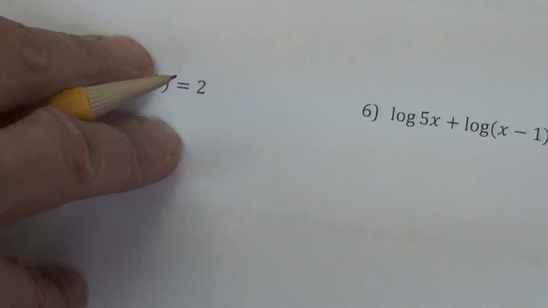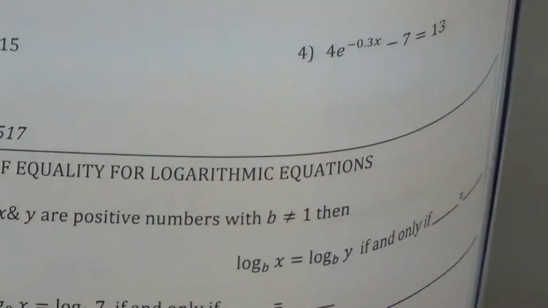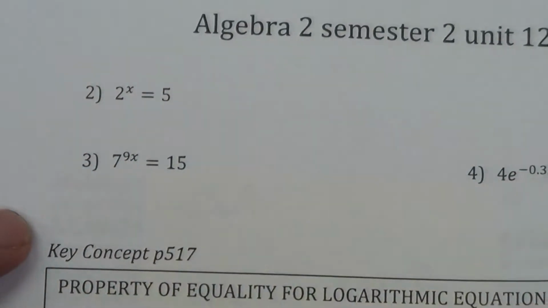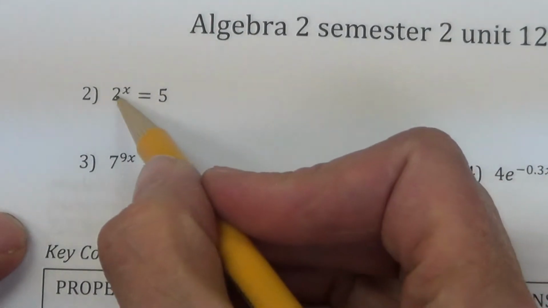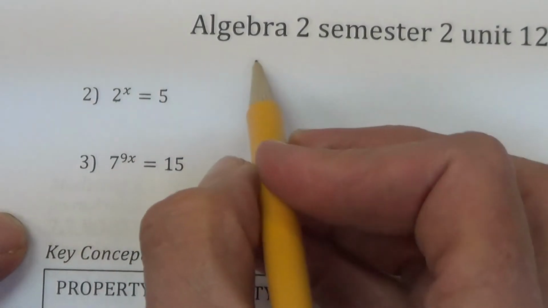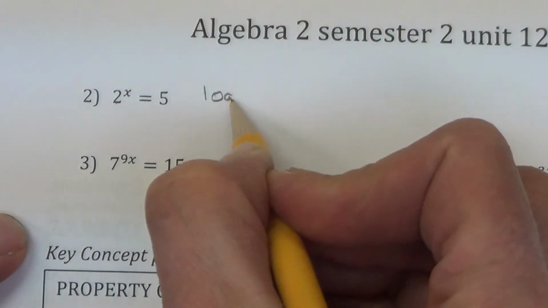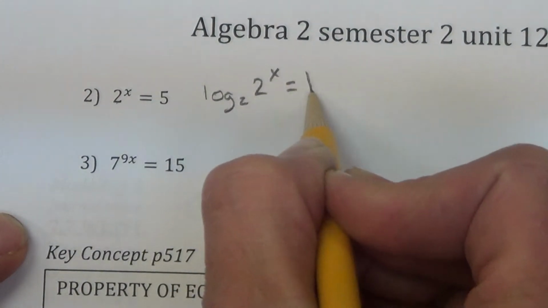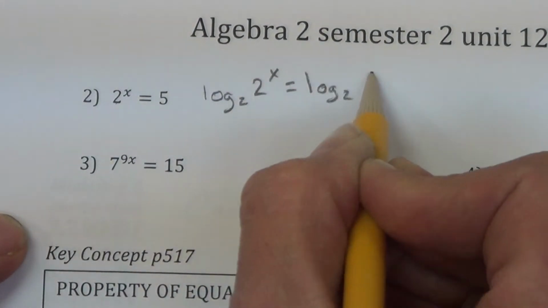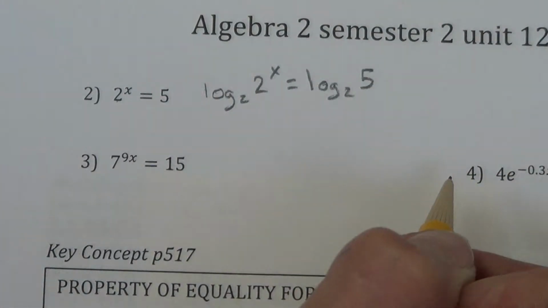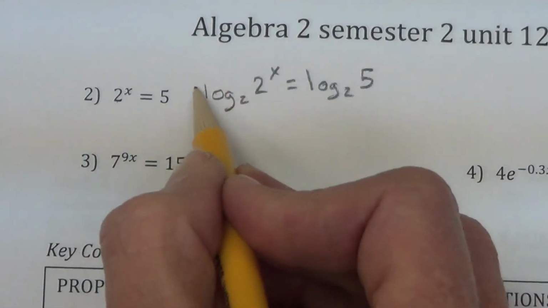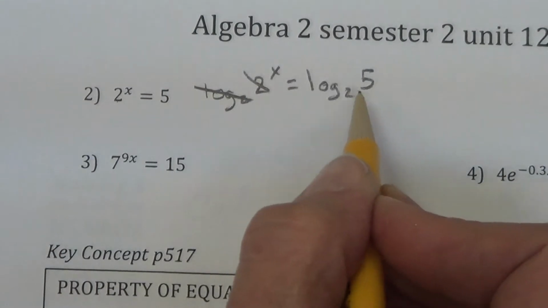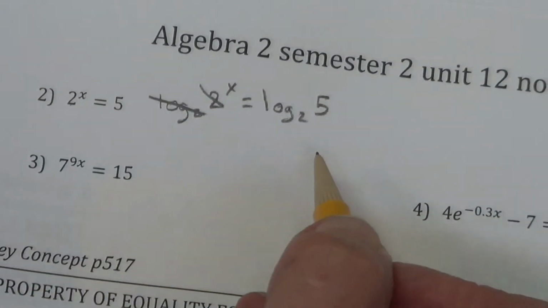So this is what we're going to do in all of these on the next page. We're going to get rid of our base 2 here by bringing in a log 2. What we do to one side, we have to do to the other. So we have log 2, 5. Okay. Now the log 2 and the 2 cancel. And we have log 2, 5 equals x.